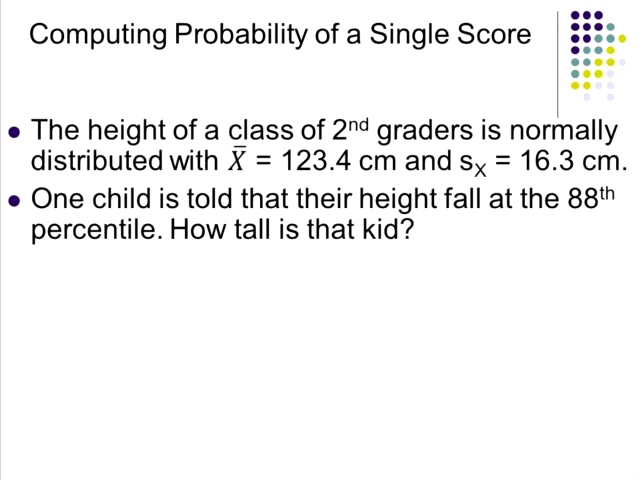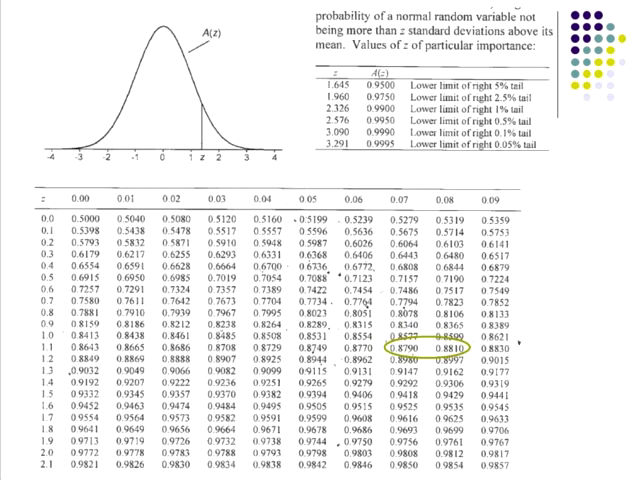That one. Okay, 88th percentile. So now we need to go into the chart first, and we need to do something strange. We need to start looking for 0.88. Okay, we've got to find a 0.88 in here somewhere.